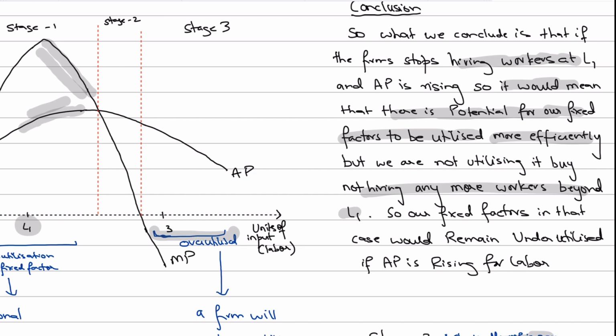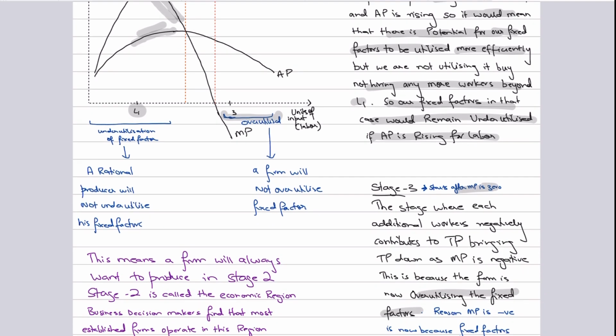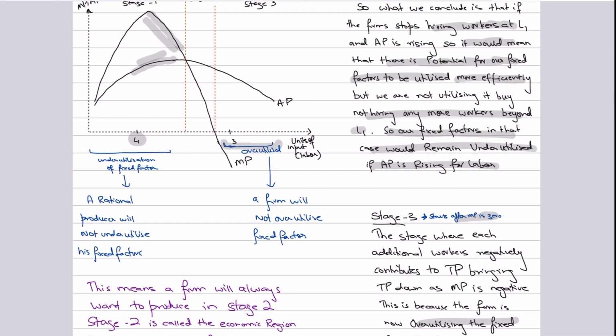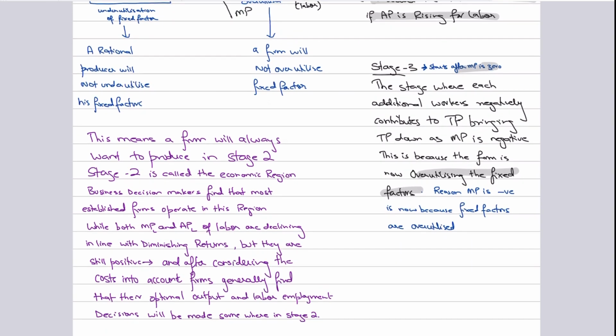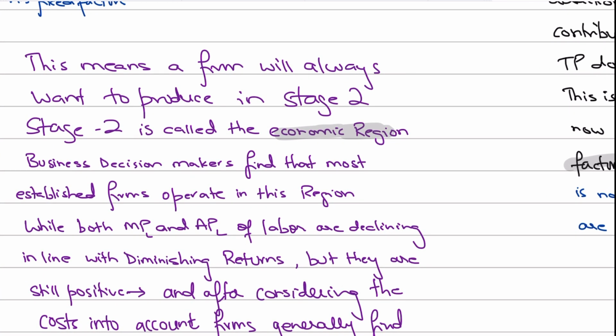If we assume that we stop at L1, our fixed factors in that case would remain underutilized if AP is rising for labor, because if AP is rising, it means that labor productivity is rising, right? So that would mean that a firm would want to be in stage 2. And stage 2 is also known as the economic region. The economic region is the region where firms would want to be, right?